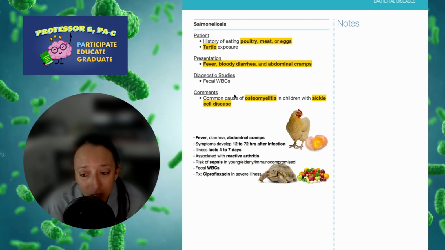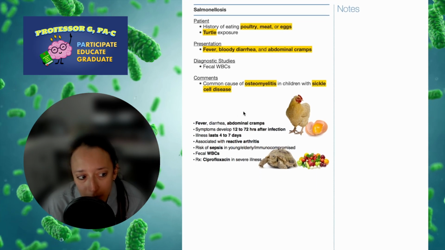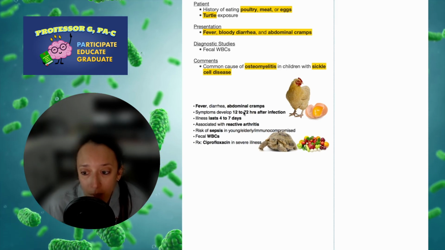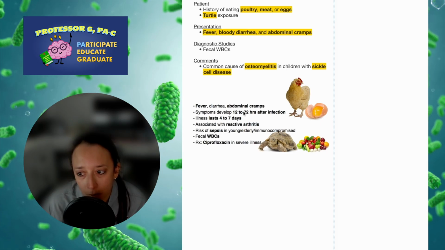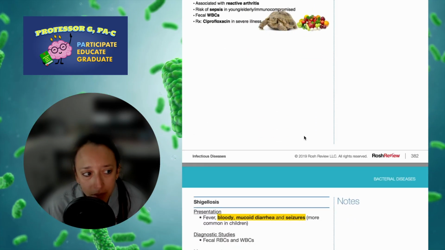Complications. So in kiddos with sickle cell, salmonella is the most common cause of osteomyelitis. So we want to keep that in mind. A lot of times they'll put that in a vignette. So we want to think salmonella osteomyelitis whenever we get a sickle cell child who presents with bone pain and fever. And then we're going to give Cipro in severe illnesses.